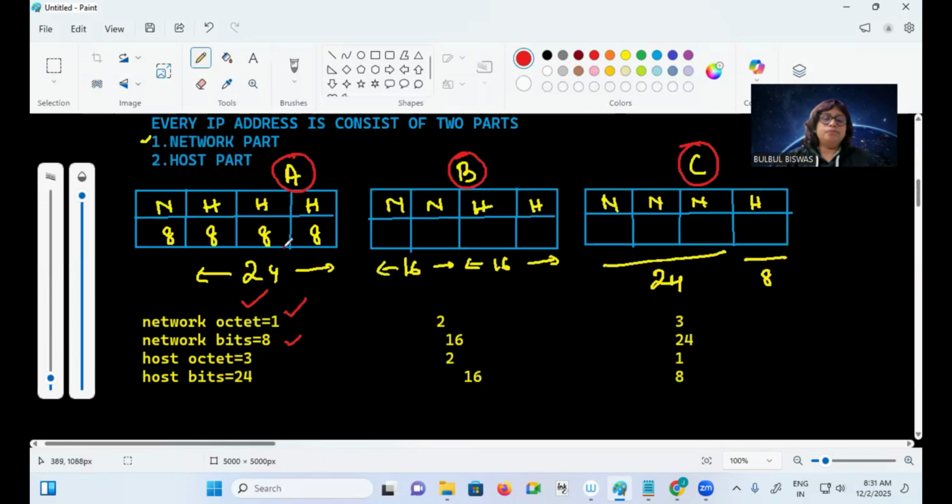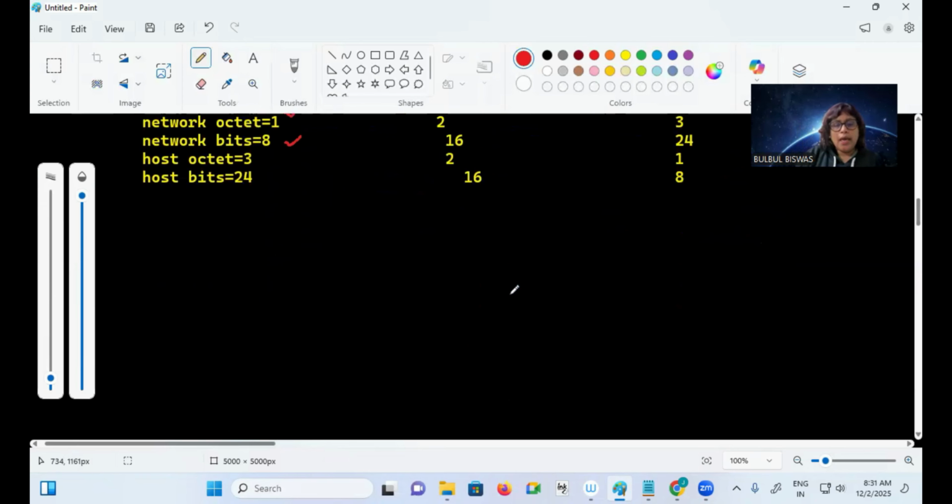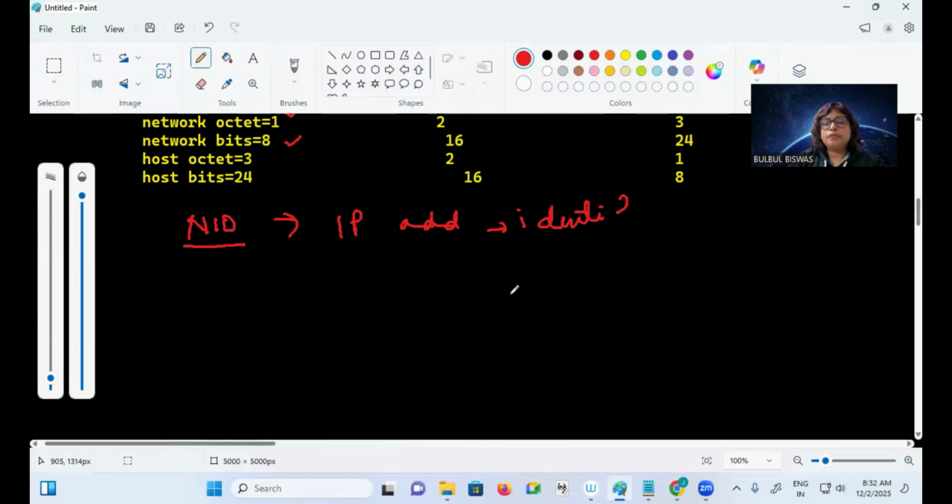Now I am proceeding to find the network address of class B and class A. In the previous video, I described what an NID is. NID is nothing but an IP address. And what is the use of this IP address? This IP address identifies the network. Because unless we identify the network, we cannot establish communication between the hosts.